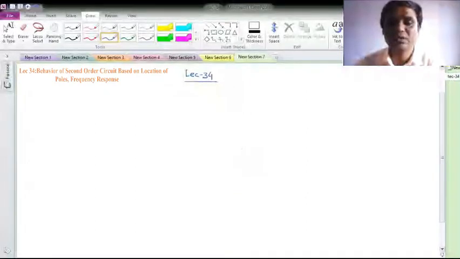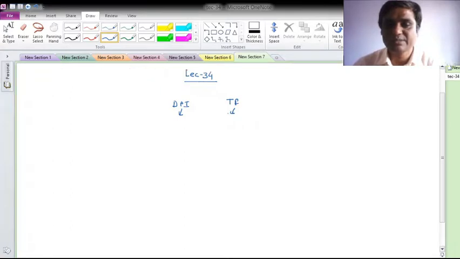On to lecture 34. So we have started with the network functions, where we have seen that network function can be categorized into driving point impedance and transfer function, or I will call driving point immittance and transfer function. Driving point immittance is that where we are evaluating at only one same pair of terminals, and transfer function is that where we are evaluating the response, that is the output response, with the excitation, that is the ratio of Laplace transform of response to the Laplace transform of excitation.